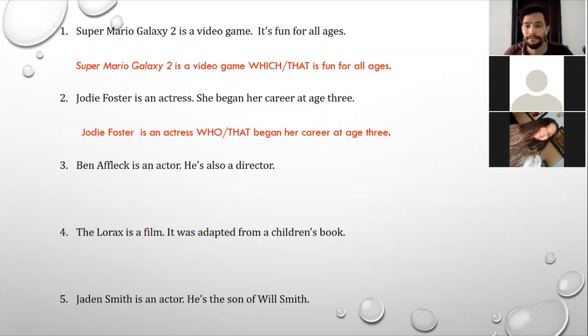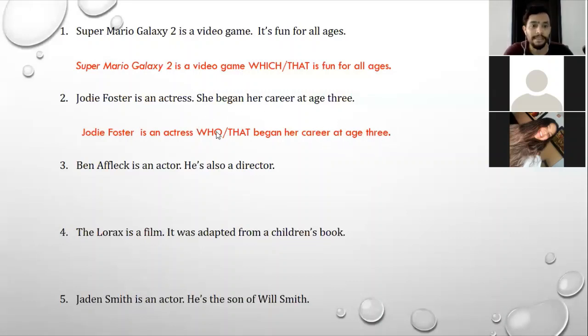What do you think? Defining or non-defining? I think not defining. Why not defining, miss? Because you only say Jodie Foster is an actress. All right, but what actress? Who is Jodie Foster? Again, I am giving relevant information about her background. Good.